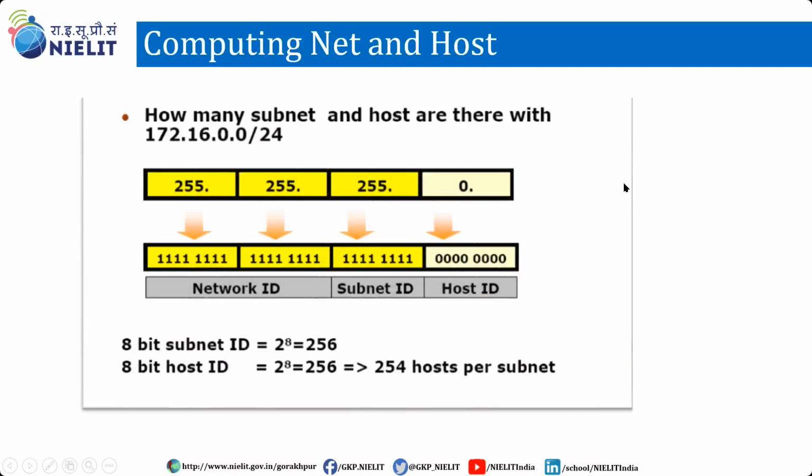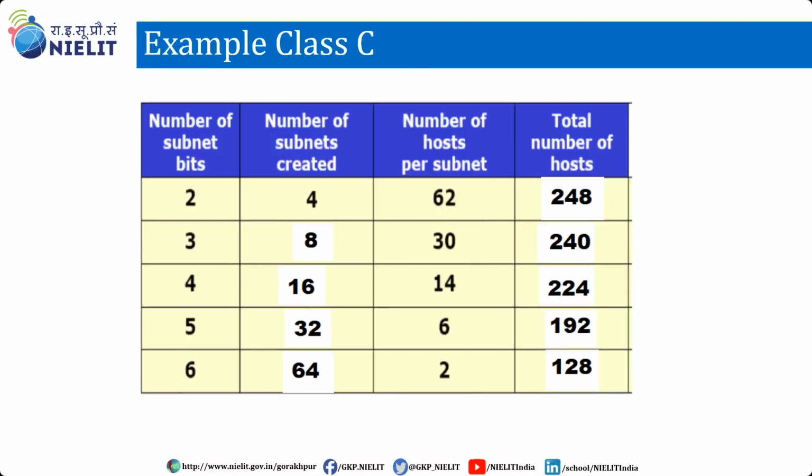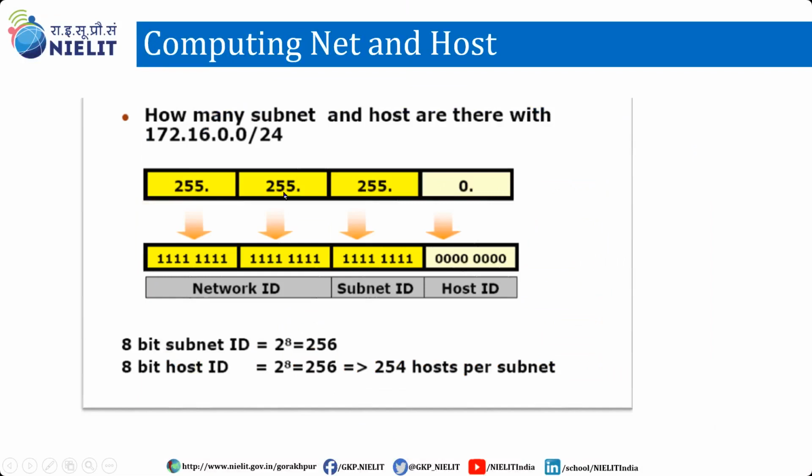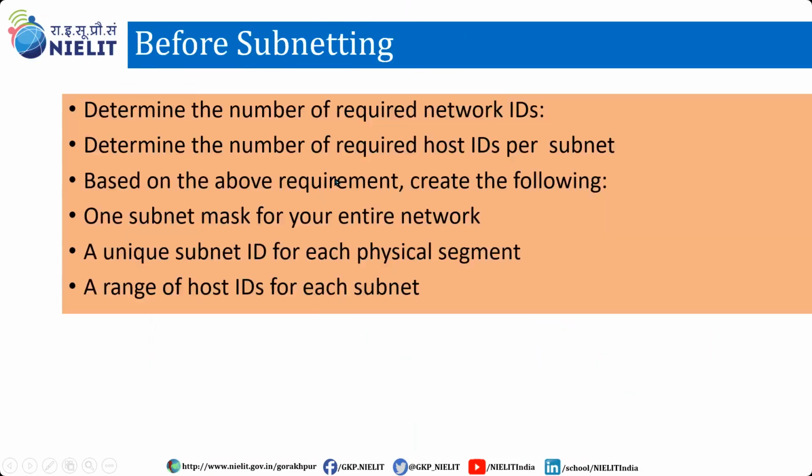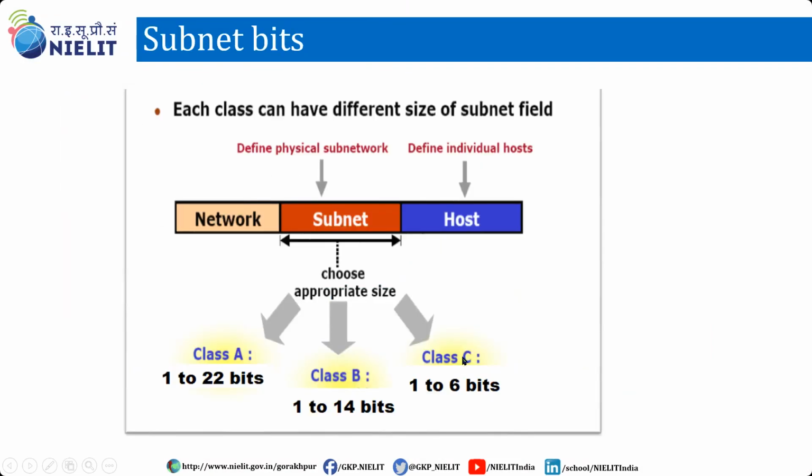So this is one example. Similarly, how many bits you take decides the total number of subnets. Suppose you take 2 bits, 2 to the power 2, 4 subnets will be there for class C. In class C, we have only 8 bits remaining for host. From these 8 bits, we can take minimum 1 and maximum 6 bits. In class C 1 to 6, class B 1 to 14, or class A 1 to 22.